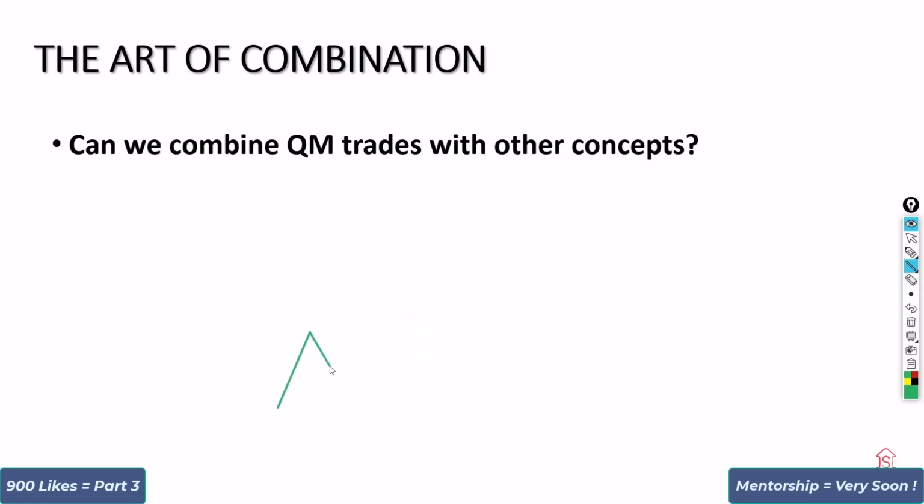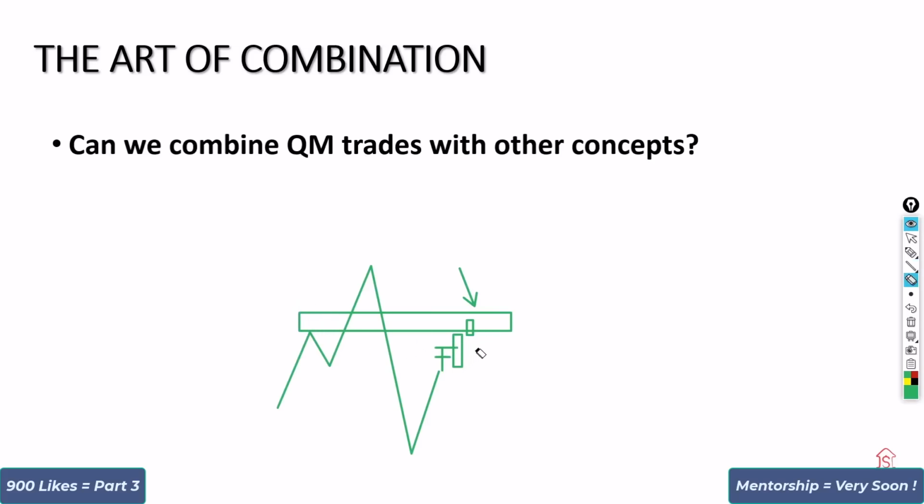For example, let's say you have a QM, right? And now the price is coming up. You have the QM level right here. You see a doji here, and the next candle comes up and closes somewhere here. The next candle comes up and you find the lower time frame entry. You enter the trade, and it's already a doji break, right? So obviously it's a combination of QM and the doji break. This is how you're going to combine.